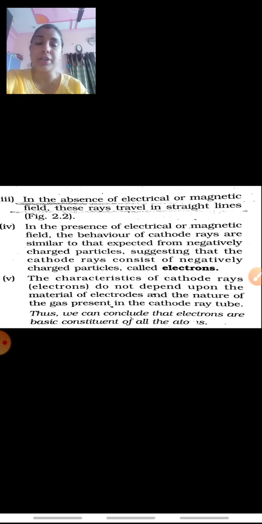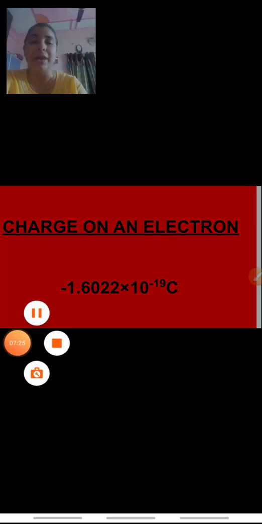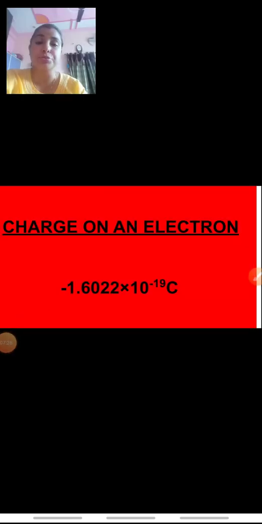Now, the characteristics of cathode rays do not depend upon the material of electrode or upon the nature of the gas which is present in the evacuated glass tube. Thus, we can conclude that electrons are the basic constituents of all atoms. Now, what is the charge of an electron? It is taken out by the charge to mass ratio method, and the charge of electron comes out to be minus, as electrons are negatively charged particles, minus 1.6022 into 10 raised to the power minus 19 coulombs.